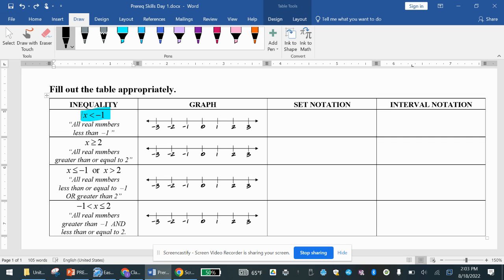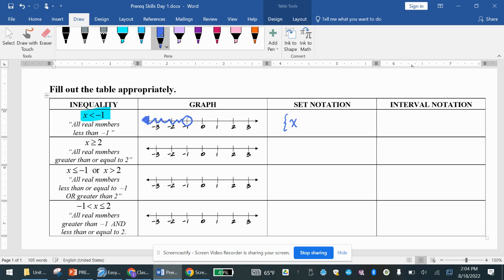So we can signify that on the graph by putting an open point on the -1. We want all the numbers less than -1, but not equal to -1. So that would be all these guys over here, less than -1. Set notation looks pretty much exactly like the inequality, except it starts with curly brackets.